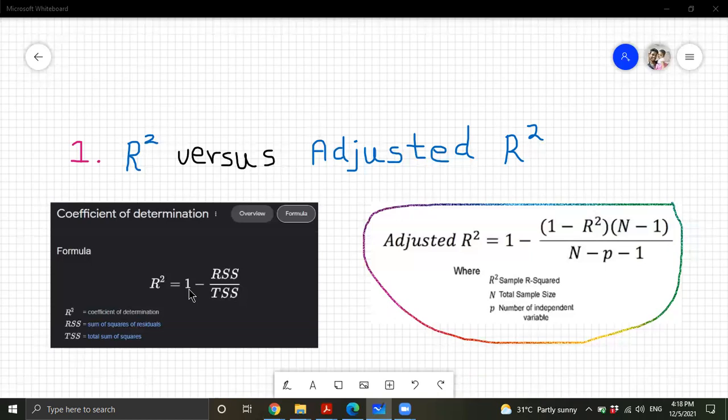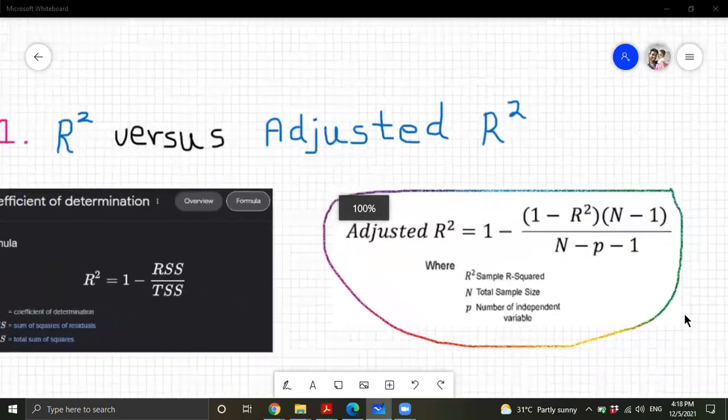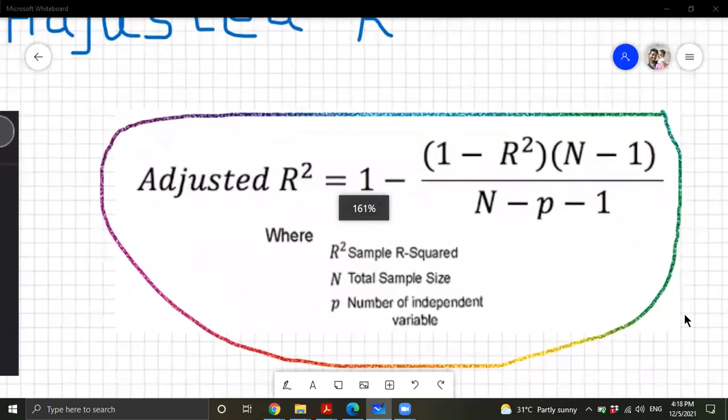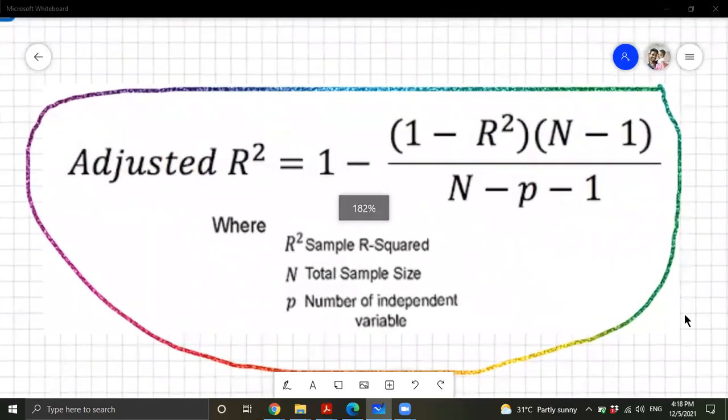So we have learned about the R square. So now let's focus on the adjusted R square, right? So adjusted R square formula is nothing but 1 minus R square, or coefficient of determination, into n minus 1 divided by n minus p minus 1, right? So this is the basic formula.